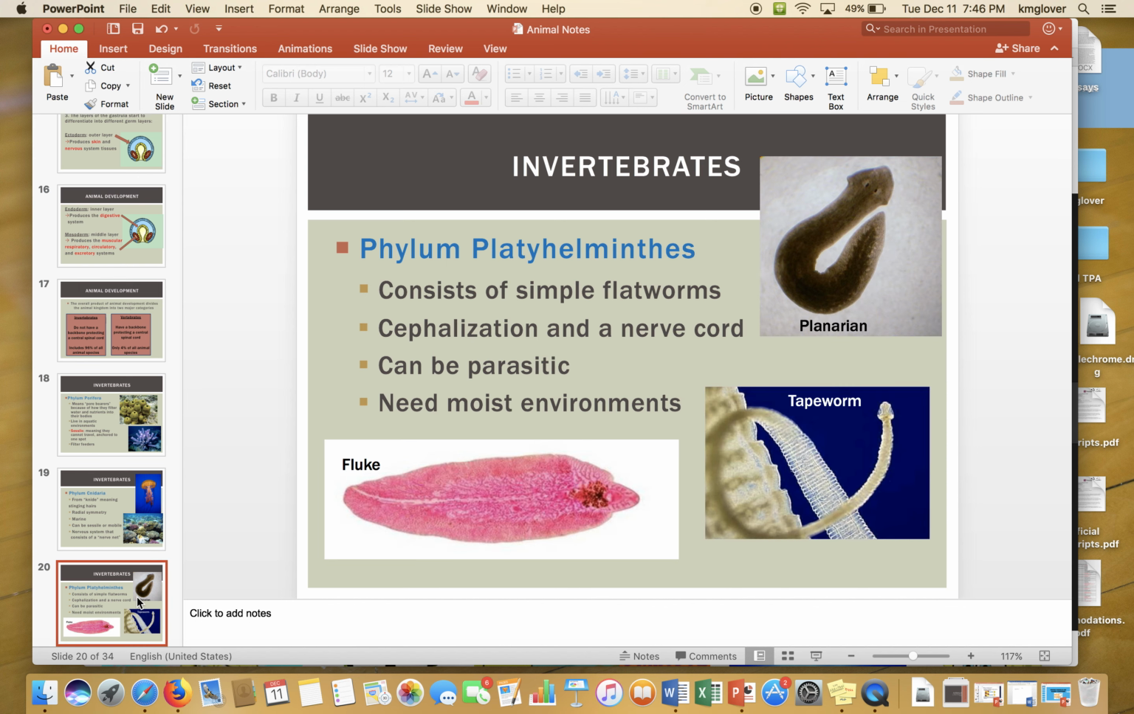All right, next you have the phylum Platyhelminthes, which is a long name, but it only pretty much means flatworm. All right, so these are your flatworms. They do have cephalization and a nerve cord, so that just means that they can sense things, and their nerves are connected to their brain where they process it. All right, most of them are parasites, and they need moist environments to live. Okay, so those are your Platyhelminthes. An example, if you don't have it down, is a tapeworm, a fluke, a planarian, just flatworms.